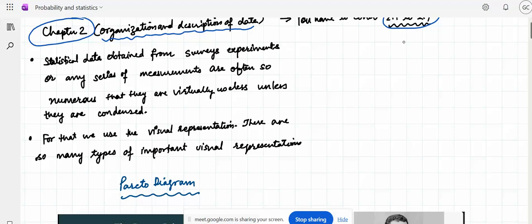So, why do we need this organization? So we know that in statistics, when we collect data, we collect a huge amount of data, right? Have you worked with any real life data ever, Harshil? Have you?